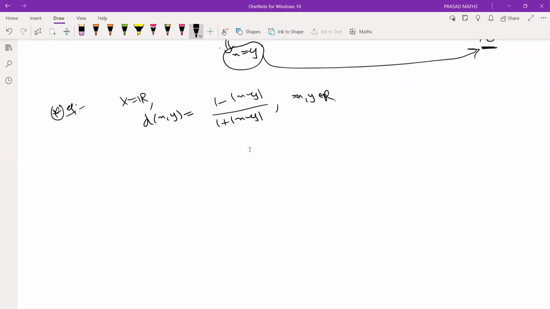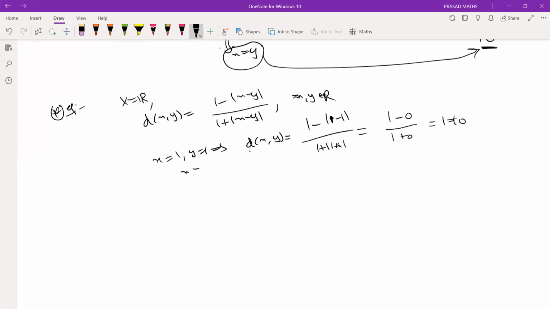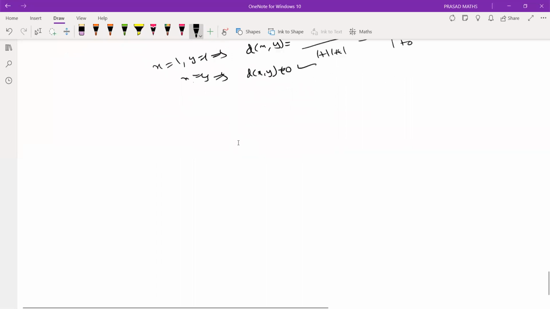The answer is no, right? Because if I take x equals 1, y equals 1, what happens? Distance between x comma y is 1 minus 1 divided by 1 plus 1, that is 1 minus 0 by 1 plus 0. That is nothing but 1. So 1 is different from 0. Here x equals y, but distance between x comma y is non-zero. Therefore it is not a metric. Understand?